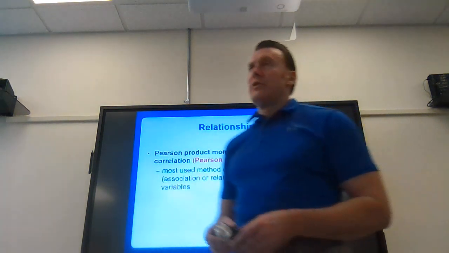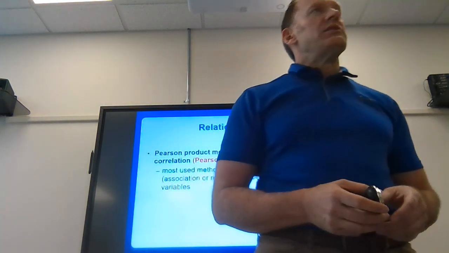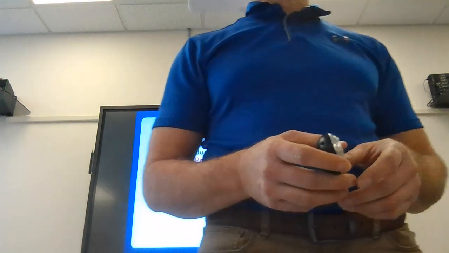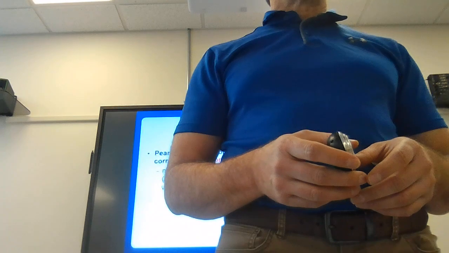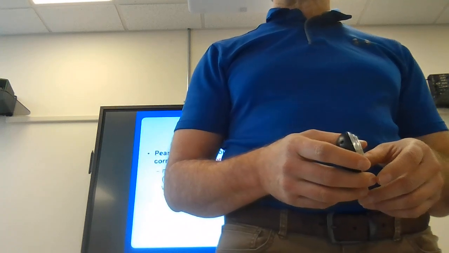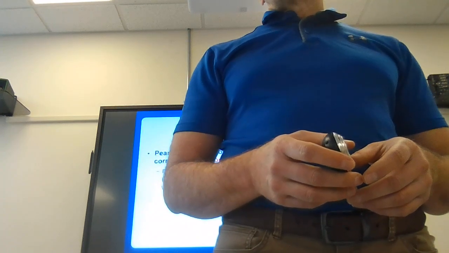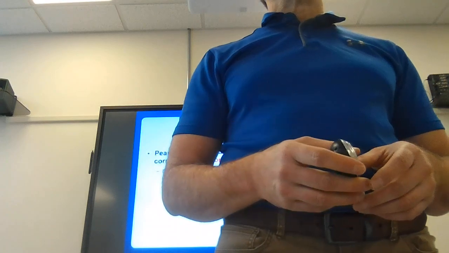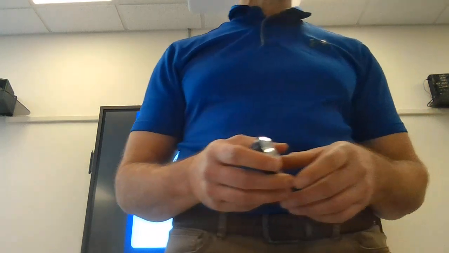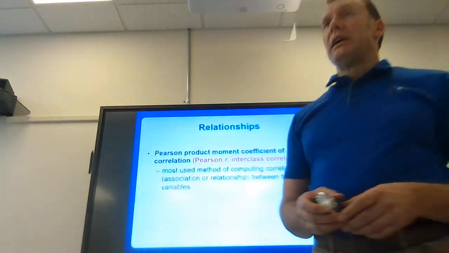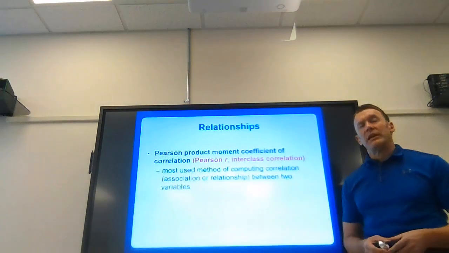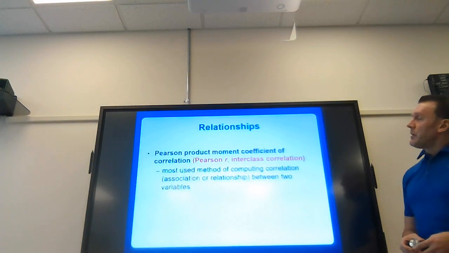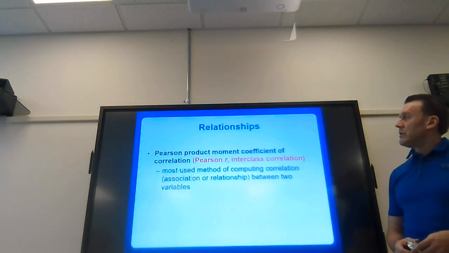So let's start from the beginning with relationships, the association between variables. The Pearson R is probably the most common method of assessing association between variables. It's very easy to calculate using Excel, and we'll do some of this either today or next class. Sometimes called the interclass correlation.